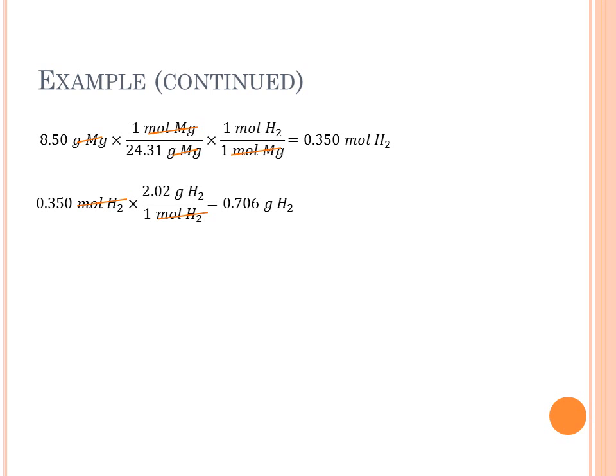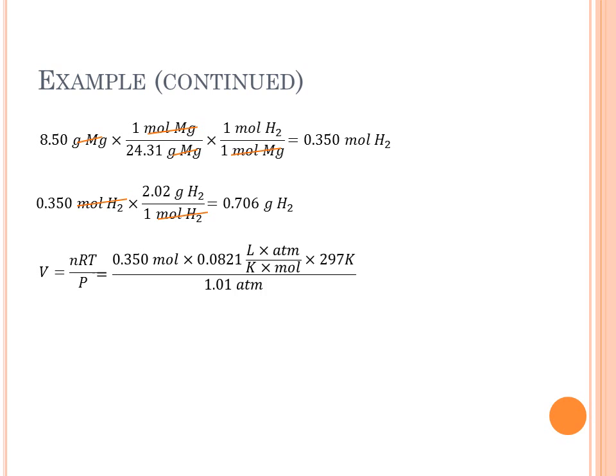So going back to our previous response of 0.350 moles of H2 and our answers from the previous slide, we're going to use our ideal gas law to figure out the volume of gas. So V is equal to nRT divided by P. Plugging in, we got 0.350 moles times 0.0821 liters atm per Kelvin mole, that's our gas constant, times 297 Kelvin is our temperature, divided by 1.01 atm, which is our pressure. Everything's going to cancel but the liters, and we have 8.45 liters of hydrogen gas produced under these conditions.